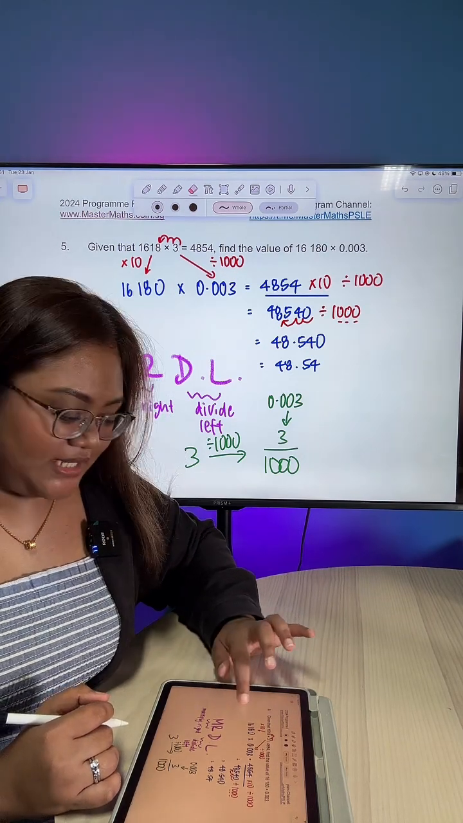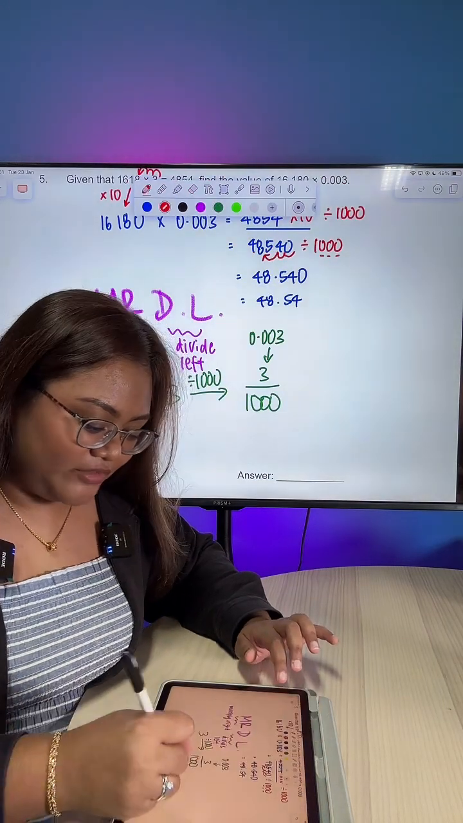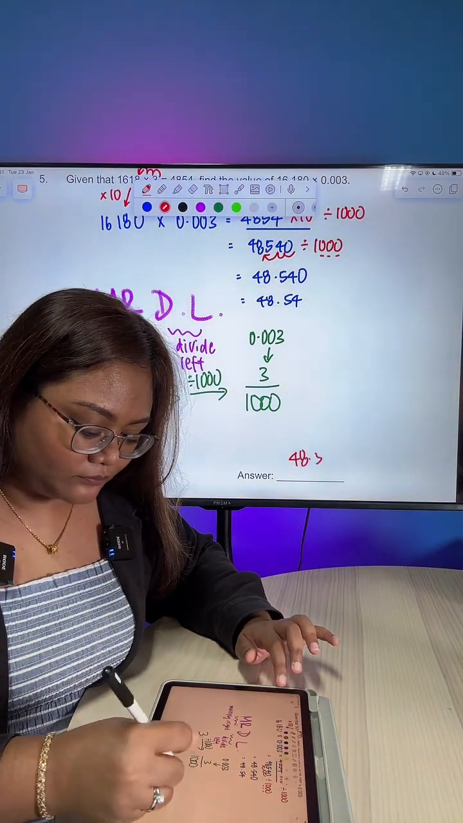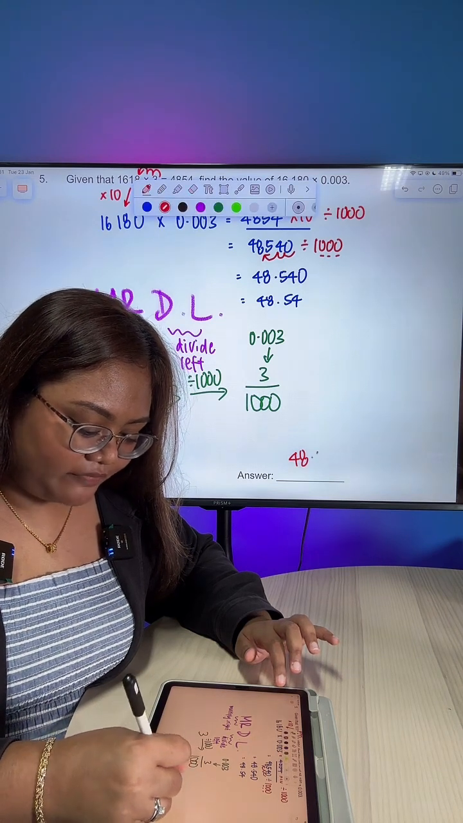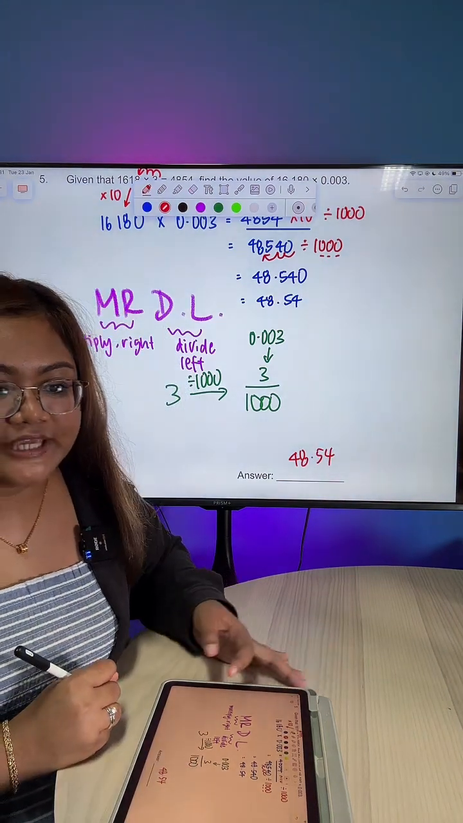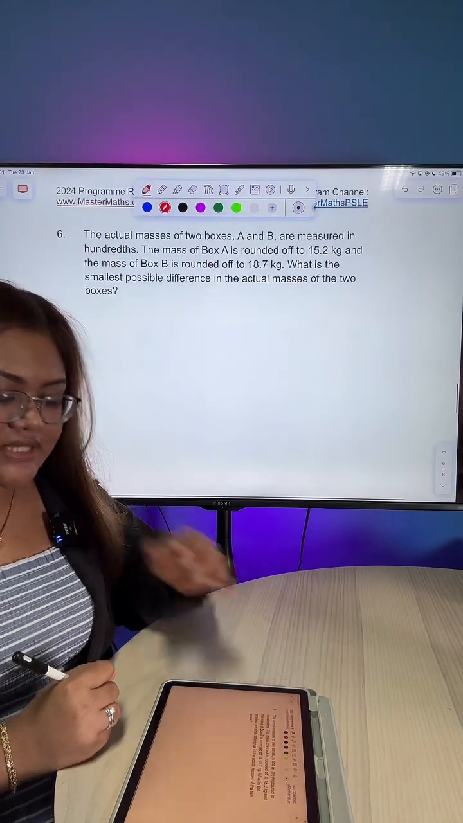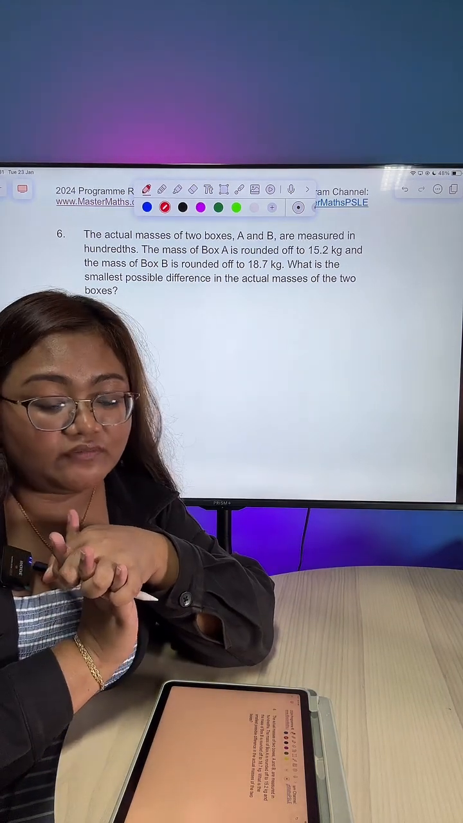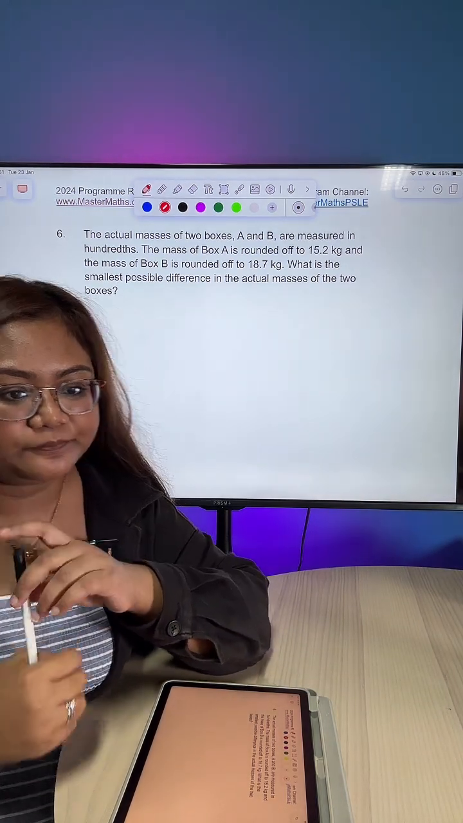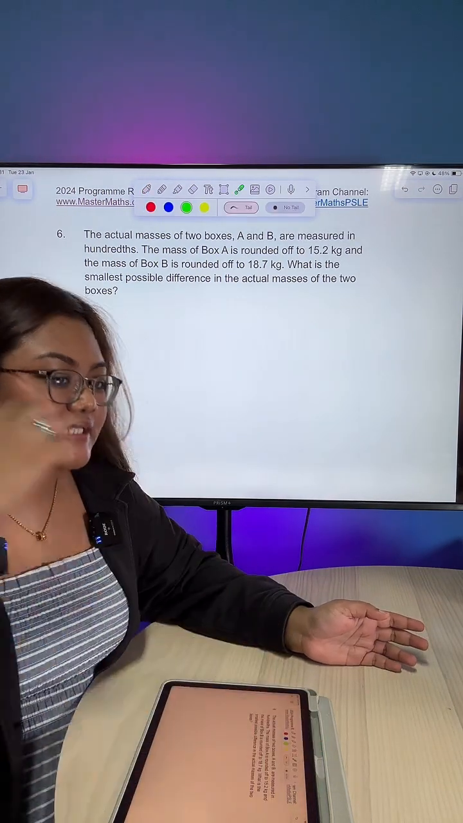Okay, so I'm going to move on now. All right, so again, our final answer is 48.54 here. Okay, for those of you who did not catch that. Okay, let's move on to question number 6. This is also very interesting. This is on rounding, rounding decimals. Ready? Okay, so let's very quickly go through this.